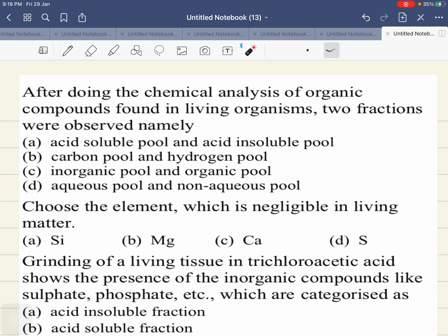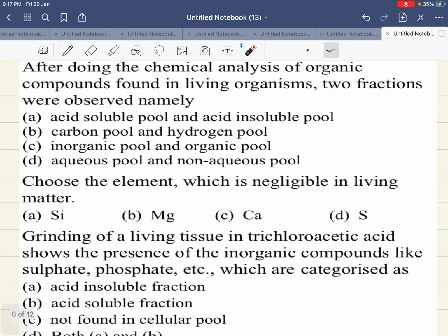Which two fractions were on pages 142 and 143? Both page numbers are important. Which fractions were observed? Acid soluble and acid insoluble pool. You know that we differentiate them according to the acid soluble pool and acid insoluble pool.